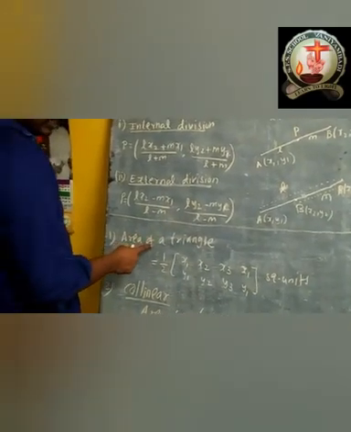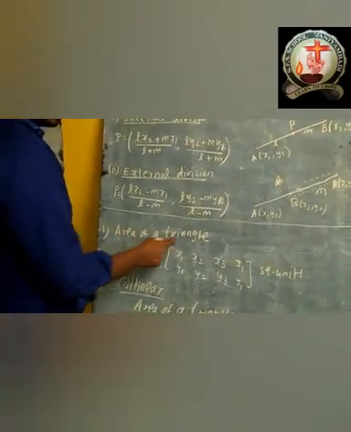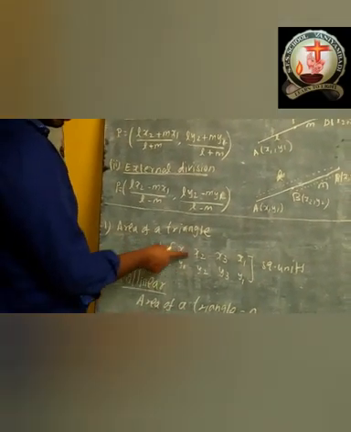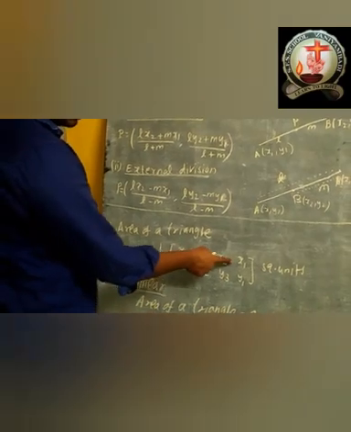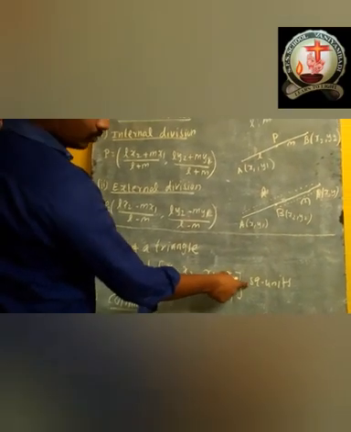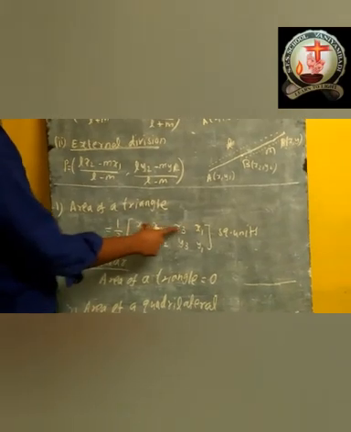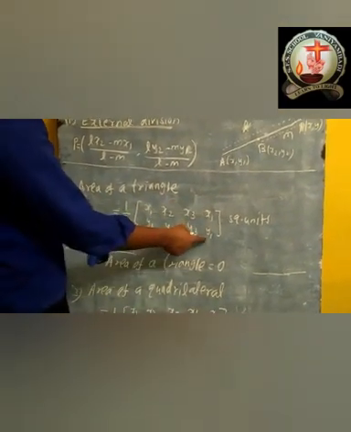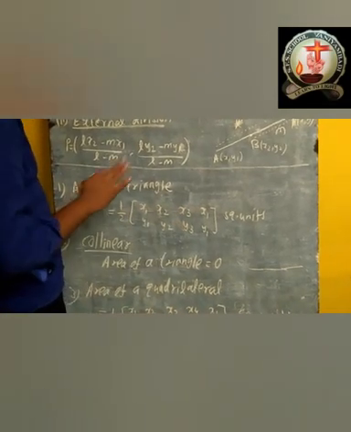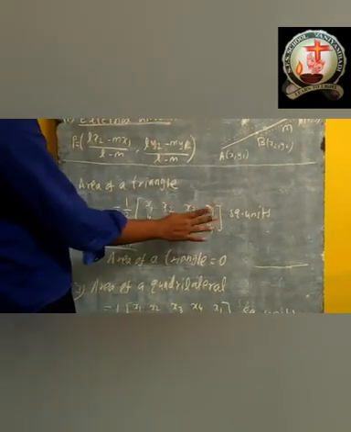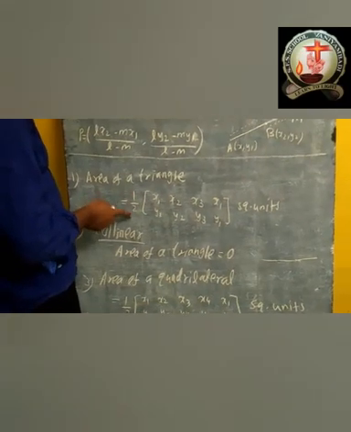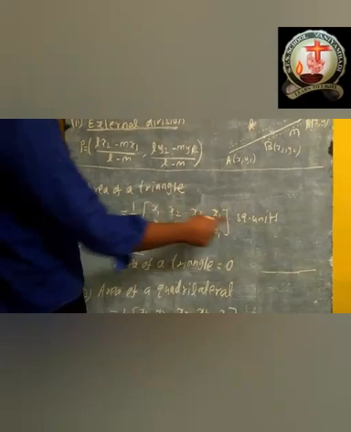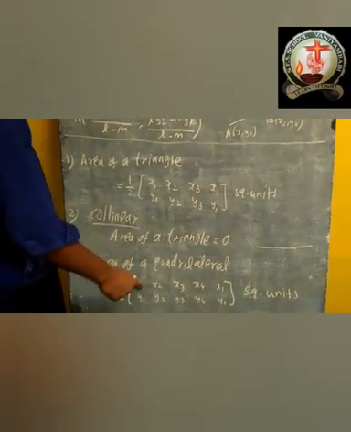The first formula is the area of a triangle. The formula is 1 by 2 of x1 y1, x2 y2, x3 y3, again x1 y1, square units. Many of you will write only these three. Don't forget, whatever you write first, the same you ought to write at the last also. The triangle means 3, but in the formula you ought to write 4. Here 1 by 2 you should also write in front. Okay, square units, don't forget, because this is the area, you ought to write square units.